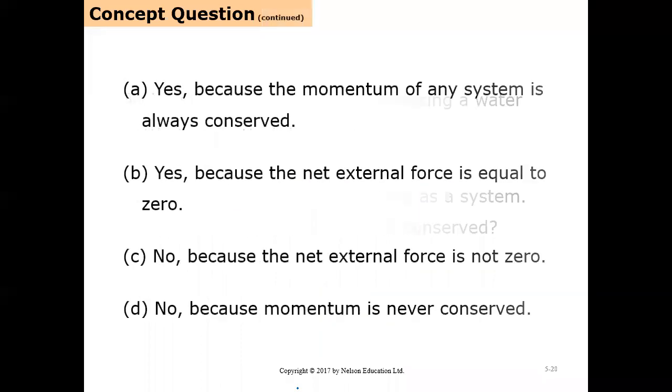Right. So let me look at the solution. These are the choices we have. You have to pick the correct choice. Yes, because the momentum of any system always is conserved, right? We have a condition. What is the condition? The net external force has to be 0.